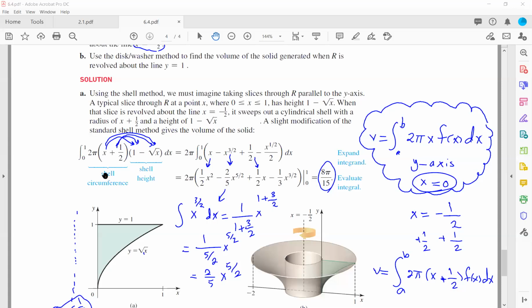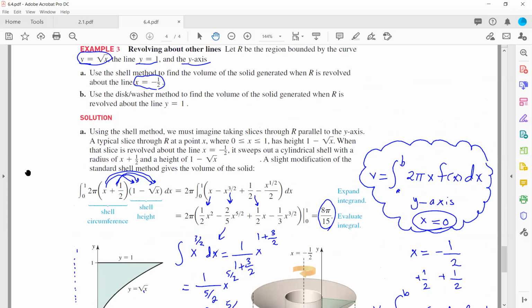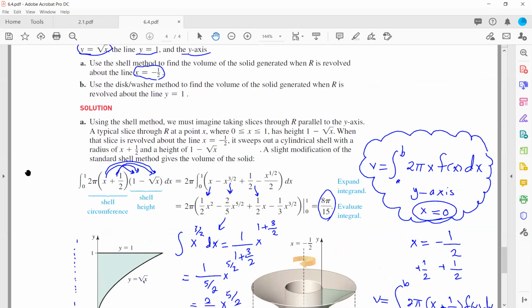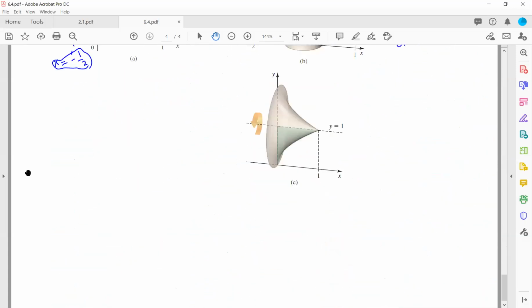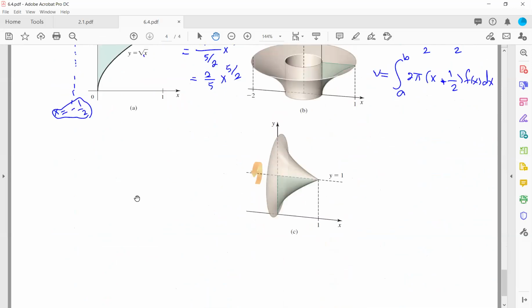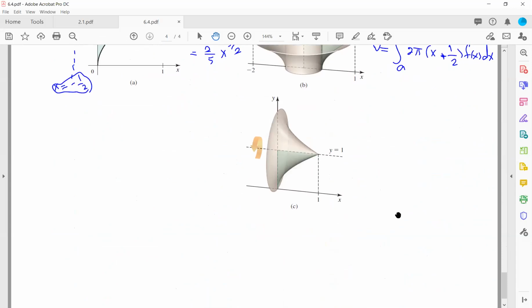Well, second part of the question, part B, use disk or washer method to find the volume of the solid generated when R is revolved about the line y equals to 1. Y equals to 1.